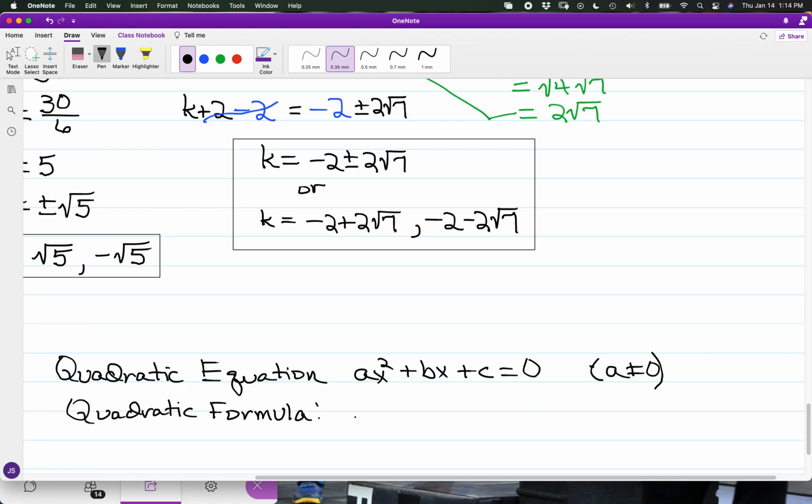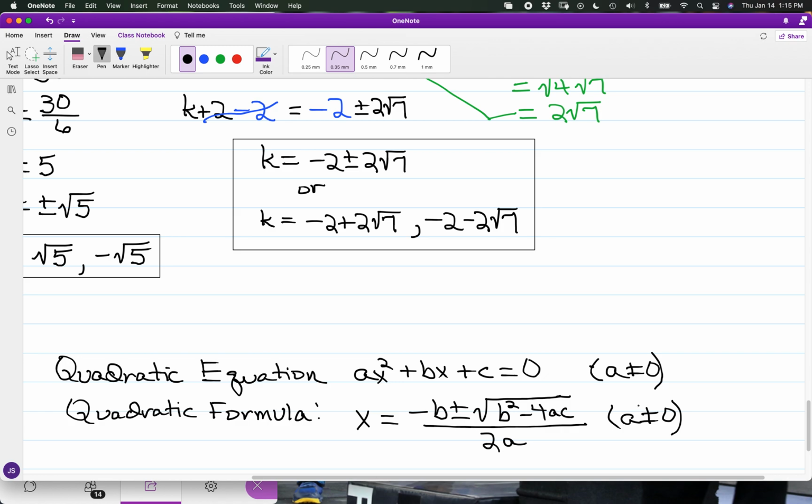Okay, if I were to express this in terms of x equals, again, we have negative b plus or minus the square root of b squared minus 4ac, and we have all over 2a. And again, we don't want a 0 denominator, and once again, a cannot be equal to 0.